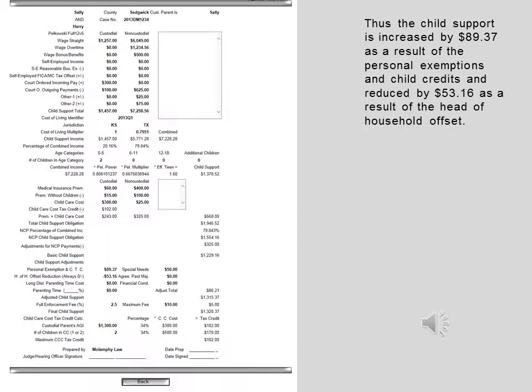Thus, the child support is increased by $89.37 as a result of the personal exemptions and child credits, and reduced by $53.16 as a result of the head of household offset.